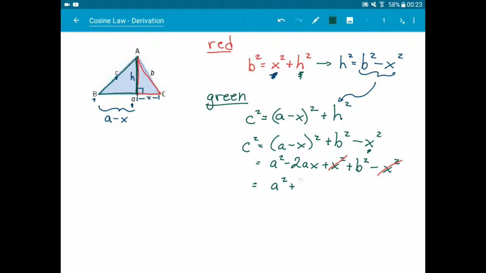I'm going to write it a squared plus b squared, because that's in a form that we're sort of familiar with, minus 2ax. Okay, so now we just have an x. Man, if we could just get rid of that x somehow, then we'd be set. And so, what am I going to do here to get rid of that x?